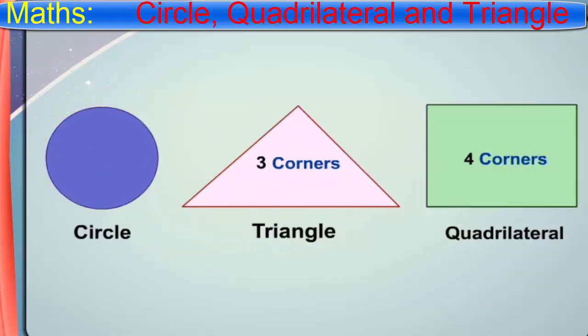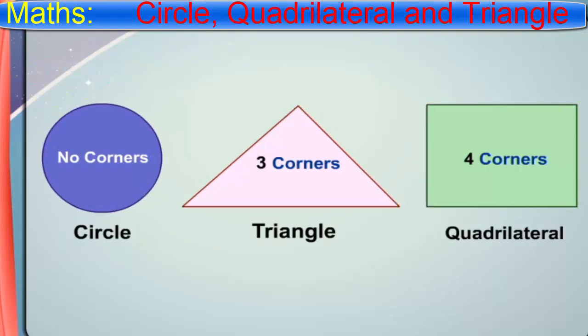But there are no corners in a circle. Yes, you're right. There are no corners on a circle. Triangles and quadrilaterals have corners, but circles do not have corners.